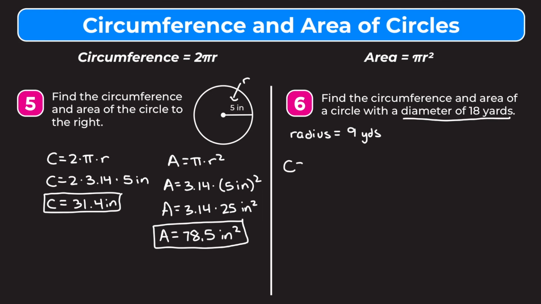So for circumference, we're going to do 2 times pi times our radius. So we're going to do 2 times 3.14 times our radius of 9 yards. And we're going to punch this into our calculator, 2 times 3.14 times 9. And if you do that, you should get 56.52 yards.